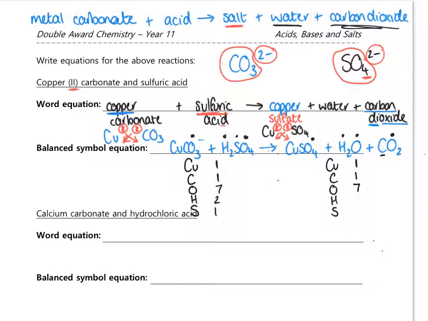Hydrogens, I've got 2 here, and sulfurs, I've got 1. So we can see from this equation, list, that our equation is already balanced, and so we don't need to do anything more with it. So just be really careful, particularly with your carbonate ion. And we'll have a look at that in our next example.